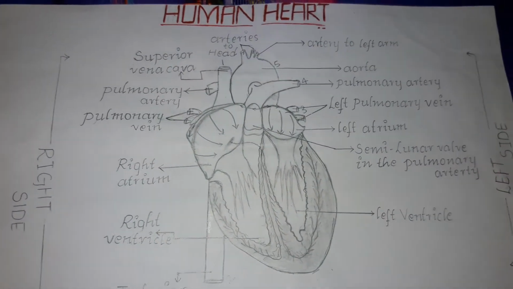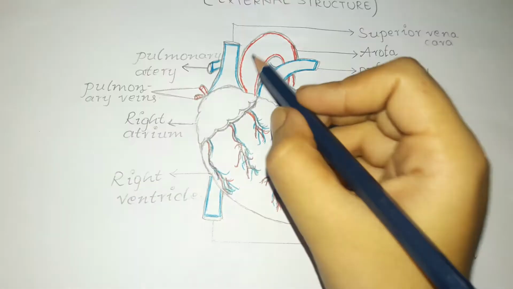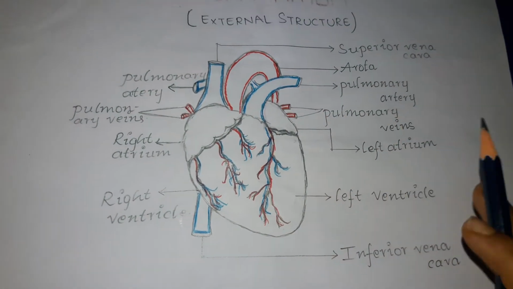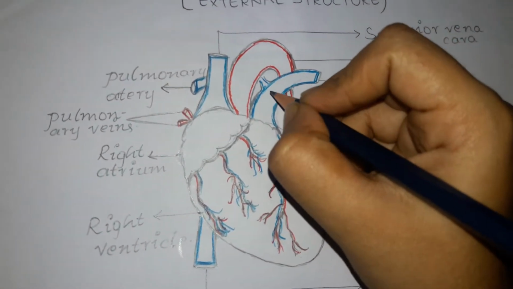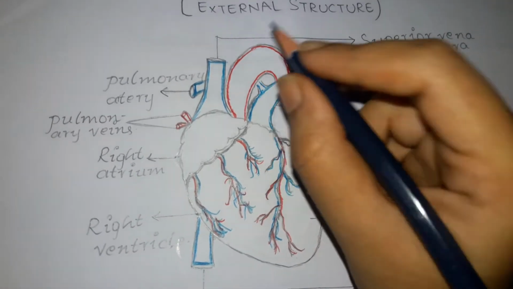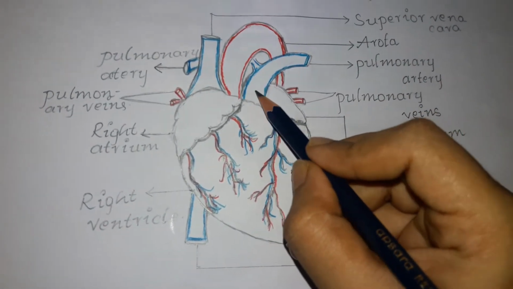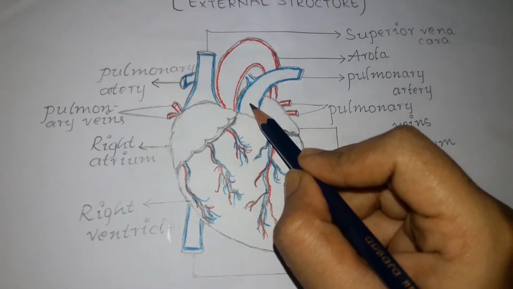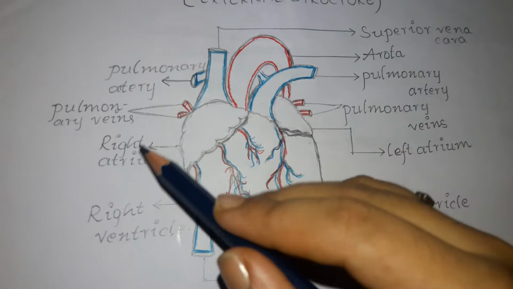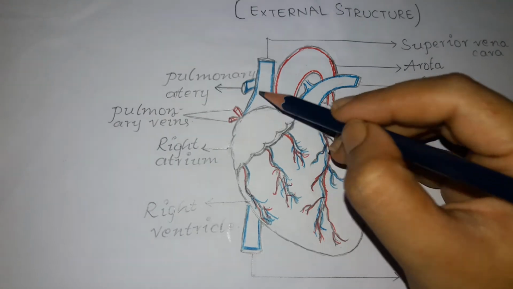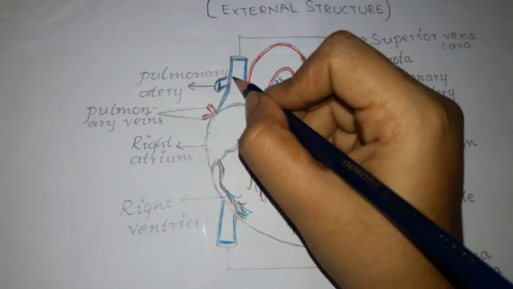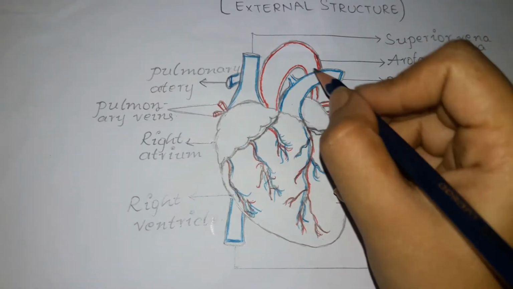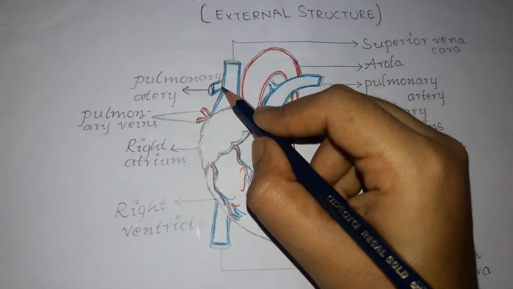If you want, wait, I'll show you with clarity. See here, you can see and you can guess easily that blue color are veins and red color are arteries. Here 1 2 3 4 5. Here this pulmonary artery is here. It comes back here. You can see here, pulmonary artery. This is also pulmonary artery.